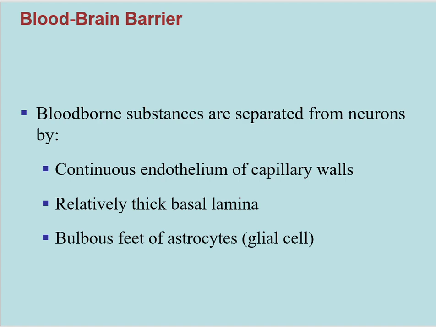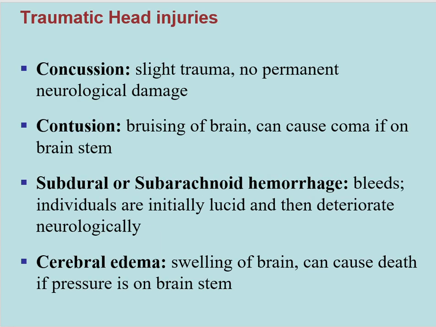Now, what makes up the blood-brain barrier is capillary walls. That's a continuous kind of endothelium of these blood vessel walls, a kind of glue that sticks the other two layers together, which is a thick basal lamina, and a glial cell, which is the astrocyte. So we've talked about the astrocyte as something that does it all, really, for the brain, and it also makes up the blood-brain barrier.